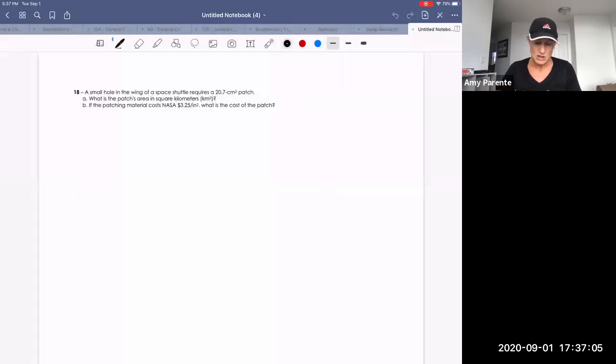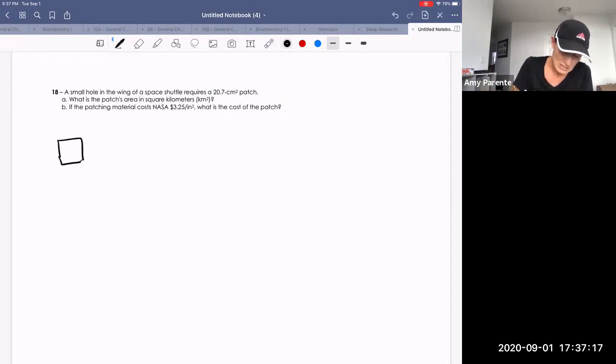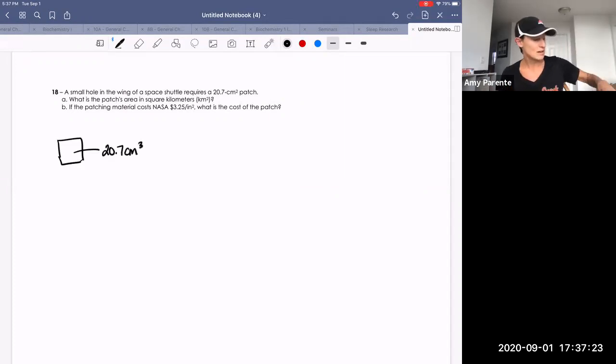Calculations. So let's start with this first problem here. And they're telling us that a small hole in the wing of a space shuttle requires a patch that's 20.7 square centimeters. So we don't really need to have a picture for this, but I'm just going to draw. I've got a little patch here, and the area is 20.7 cubic centimeters. So there's two parts to this problem.